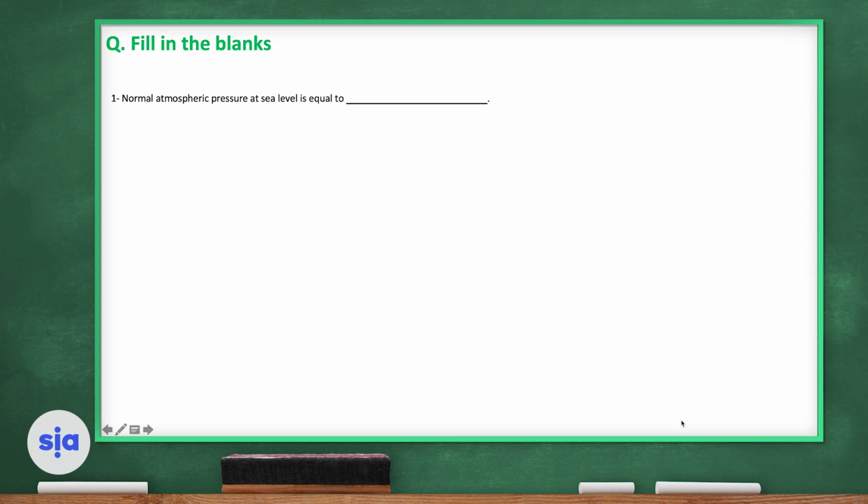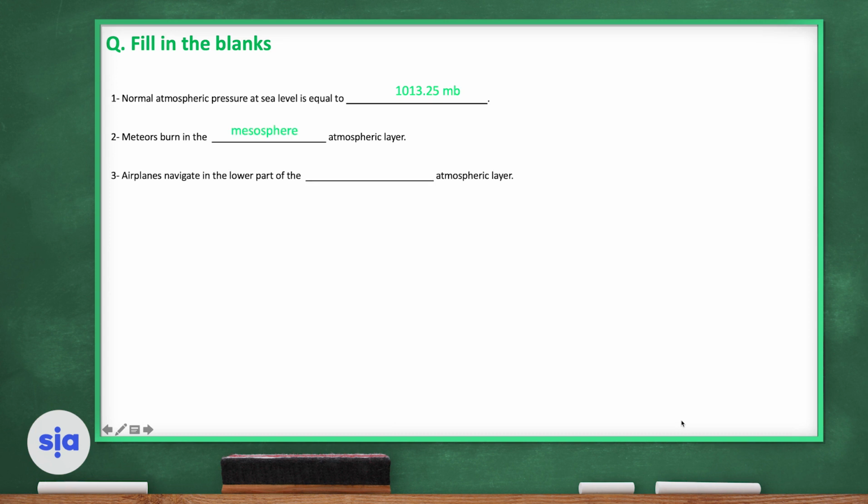Now, fill in the blanks. Normal atmospheric pressure at sea level is equal to, yes, 1013.25 millibar. Meteors burn in which atmospheric layer? Remember M? Meteors, mesosphere. Airplanes navigate in the lower part of the stratosphere. No clouds, no weather changes, and horizontal air movement, if you remember.